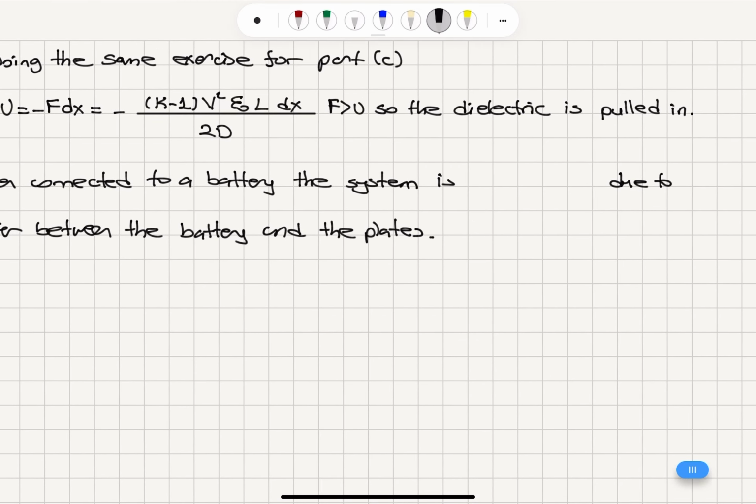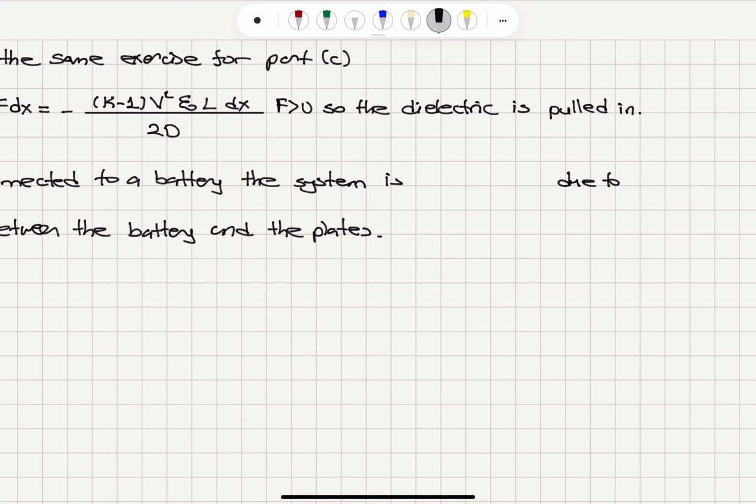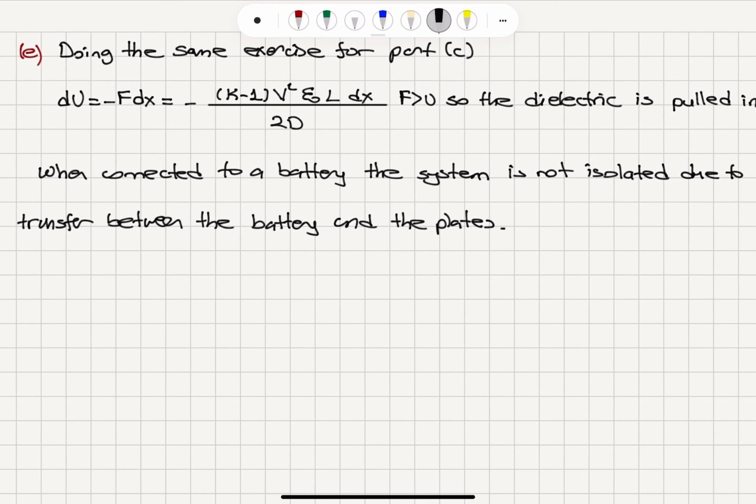When connected to a battery, the system is not isolated due to energy transfer between the battery and the plates. So if you write dU is equal to minus F dx, this implies that dU plus F dx, which is the change in the mechanical energy, must be equal to 0.